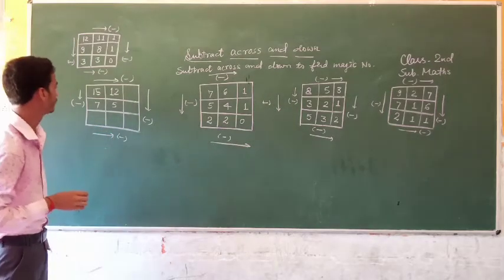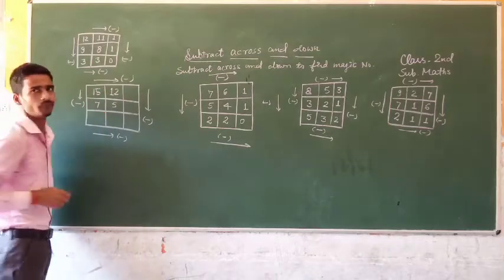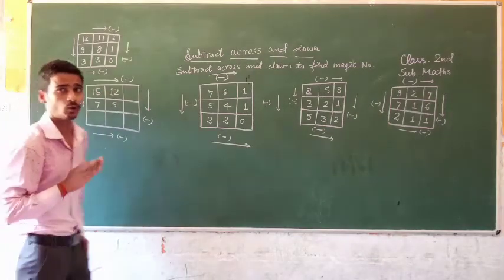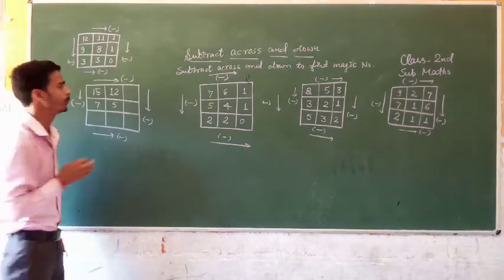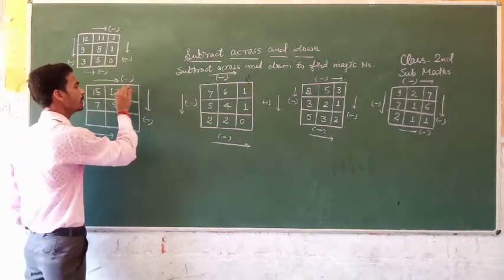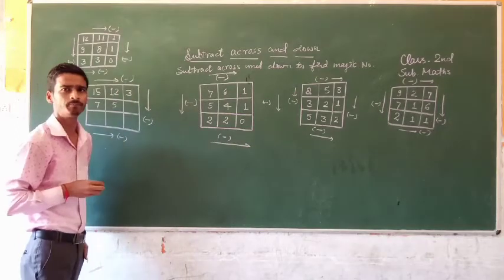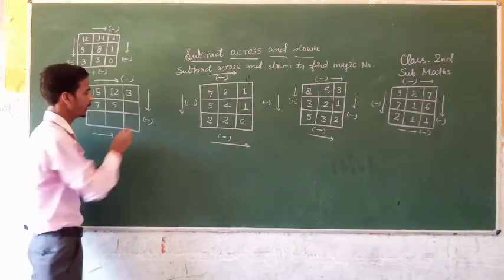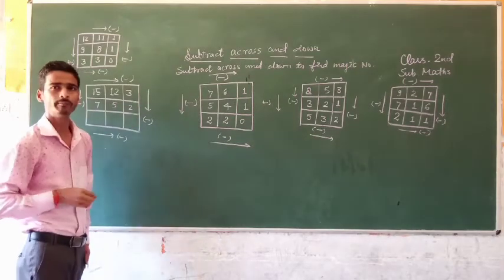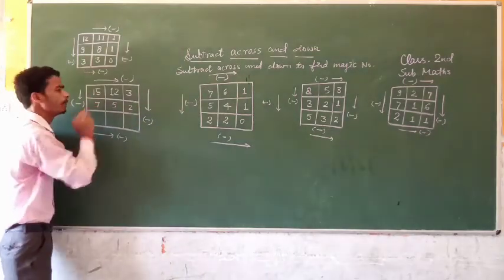Listen carefully. 12 and 15. We know that 12 is smaller than 15, so we can subtract 12 from 15 easily. Here, when we subtract across, here will be 3. It's okay. And here, when we subtract 5 from 7, here will be 2. Any problem? No.